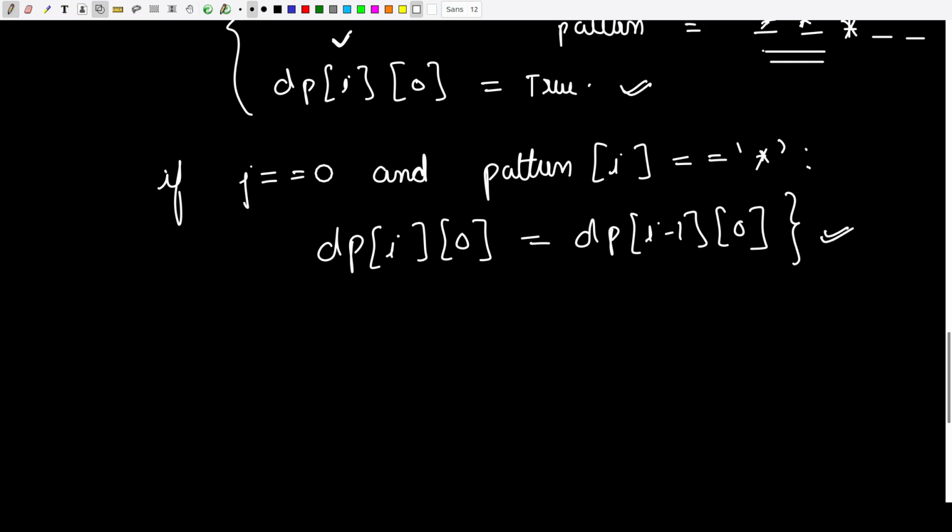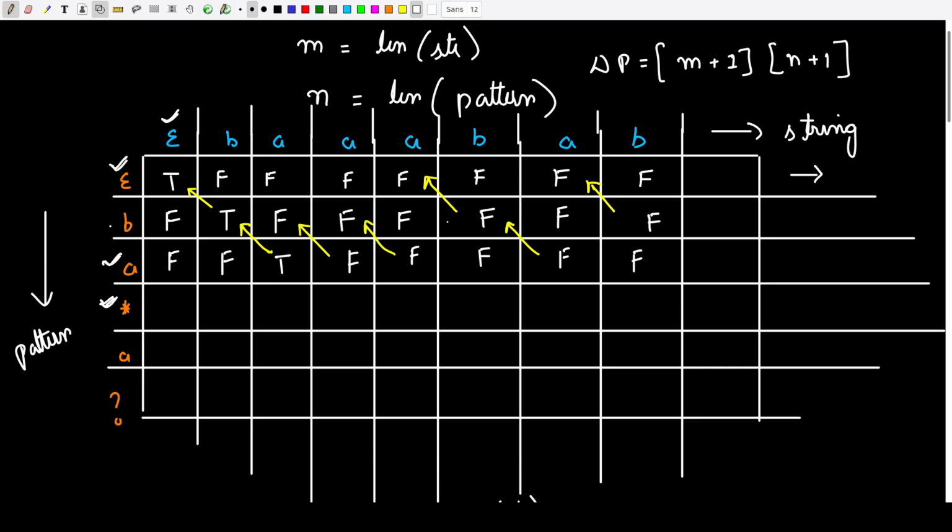So let us use this logic in order to populate our DP table. Star matches with an empty string, but the pattern before star is B and A, since they do not match, this will be false.